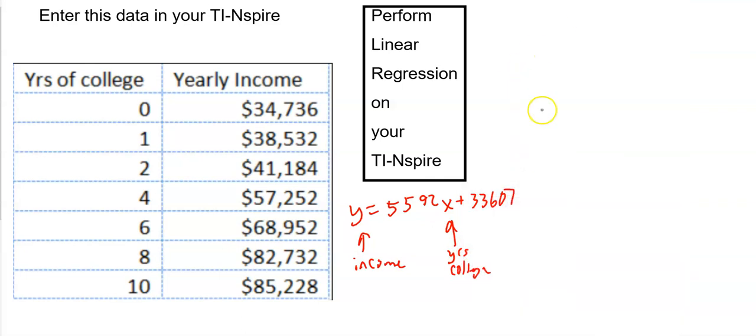So if you go to school for 3 years, which is not on the chart, you plug in 3, and you can figure out about how much yearly income you make according to the prediction tool that we have based on this data, which may or may not be accurate. I don't know. It really depends on the area of the country as well, probably. So there would be a lot more factors than this chart probably gives us. But that's how you do regression on your calculator.